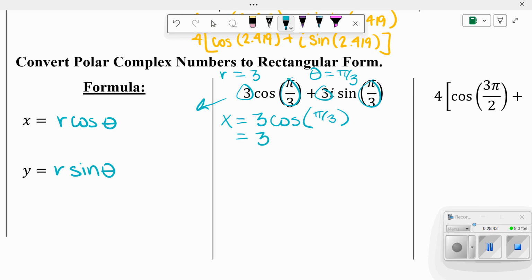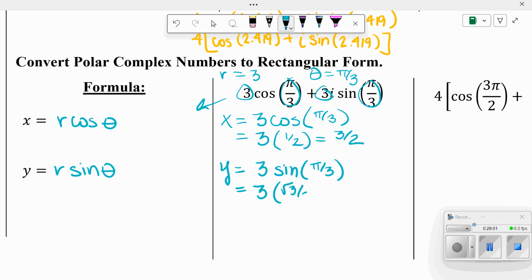All right, go to pi over 3. What's the cosine value up there? Should be 1/2, so our answer should be 3/2. And then do y, r sine theta. And at pi over 3, our sine value is square root of 3 over 2.